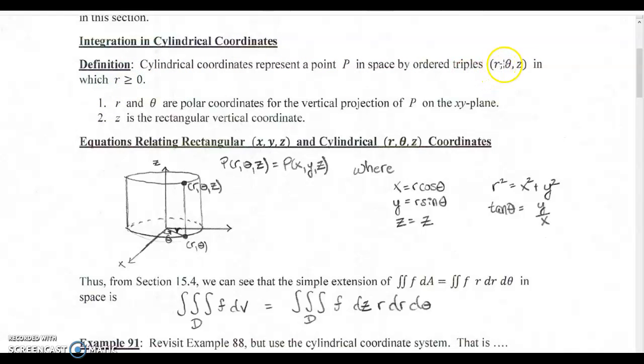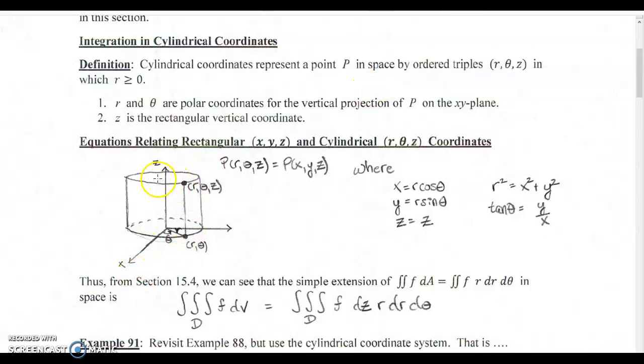So these are essentially the polar coordinates, r and theta, right? R and theta are the polar coordinates for the vertical projection of P on the xy plane, and z is the height of that point. So that's the actual value on the z-axis. So essentially what cylindrical coordinates do is they use the polar coordinate system instead of the rectangular xy coordinate system, but then keep the z coordinate with it.